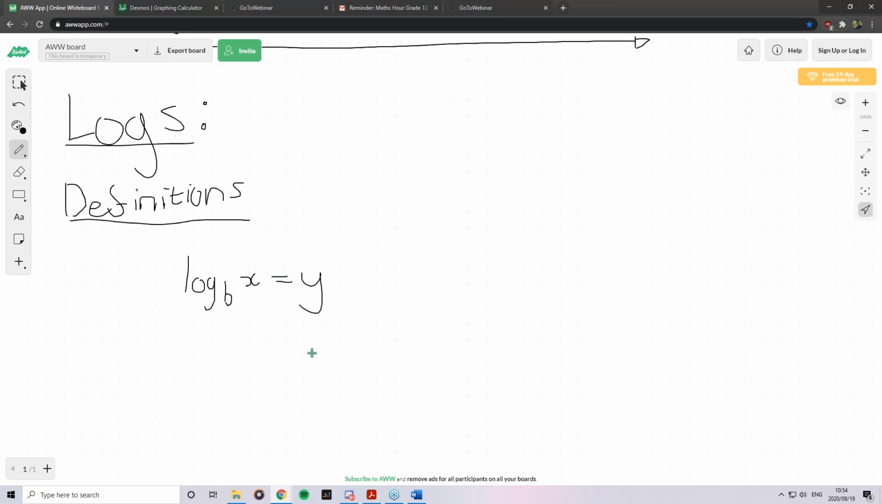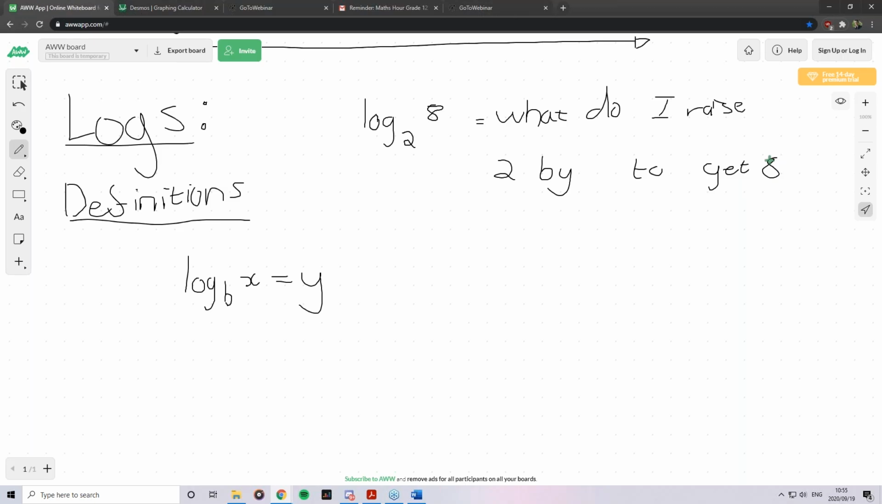Now, what this means is, what do I raise b by to get to x? So log, let's say, what do I raise 2 by to get to 8? What this means is, what do I raise 2 by to get 8? So 2 to the power of what is equal to 8? Equal to 3. Log base 2 of 8 is equal to 3.